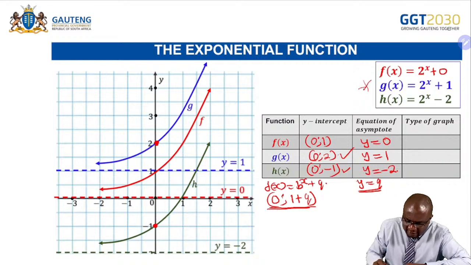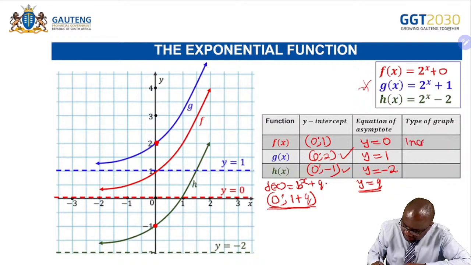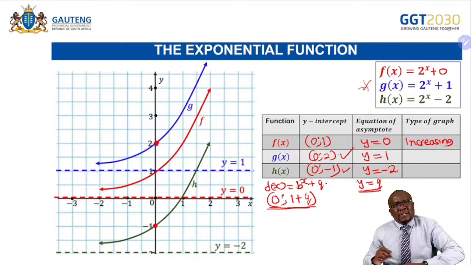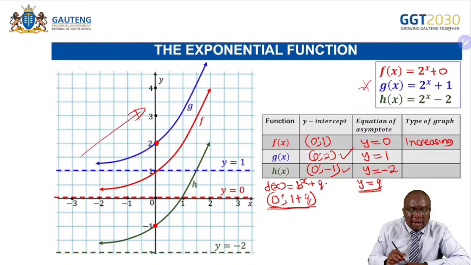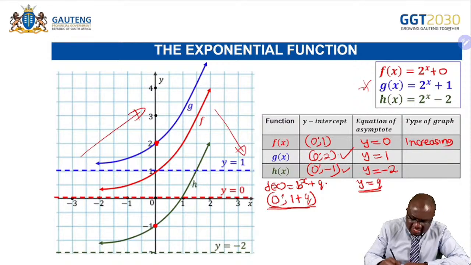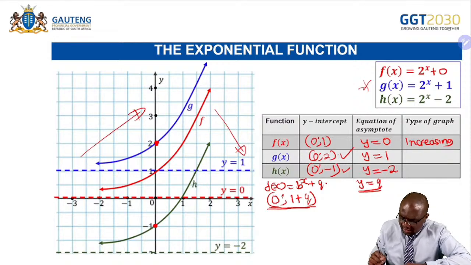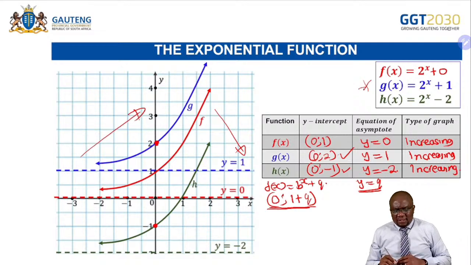Right, the type of the graph: because b is greater than 0, remember that we say it is increasing. Increasing means that as x values increase, the y values also increase. If the gradient is going up like that, it's an increasing graph. When it's going down like this, it's a decreasing graph. Those are some of the key features for these three graphs.